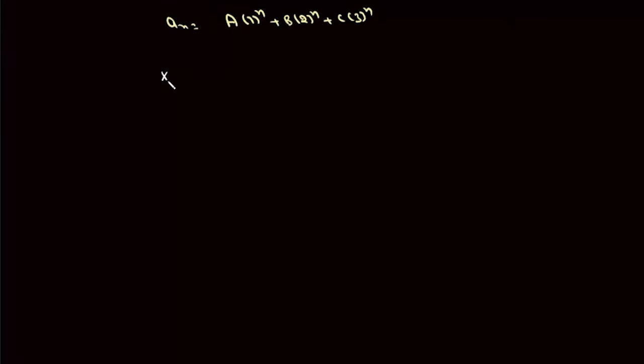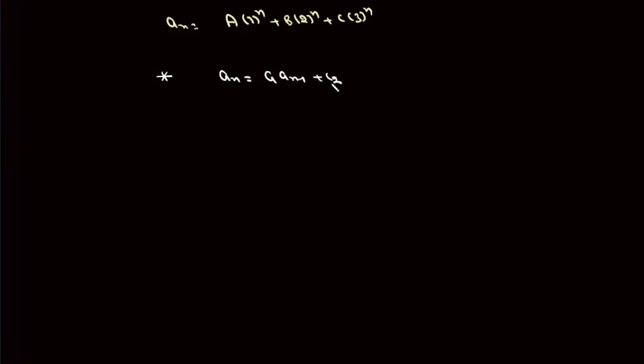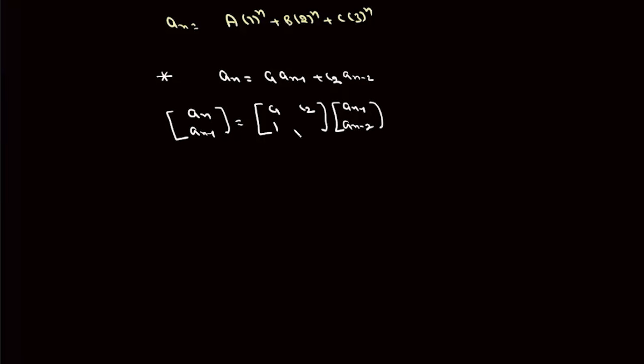So if we have this second order equation, which is a_n = c1 a_(n-1) + c2 a_(n-2), we can write this in matrix form. It will be the matrix [c1 c2; 1 0] times the vector (a_(n-1), a_(n-2)), and here we can write this as 1 and 0. We'll simply get a_(n-1) equals a_(n-1).